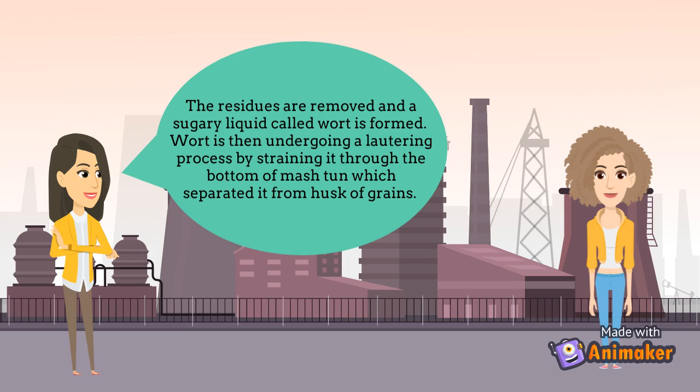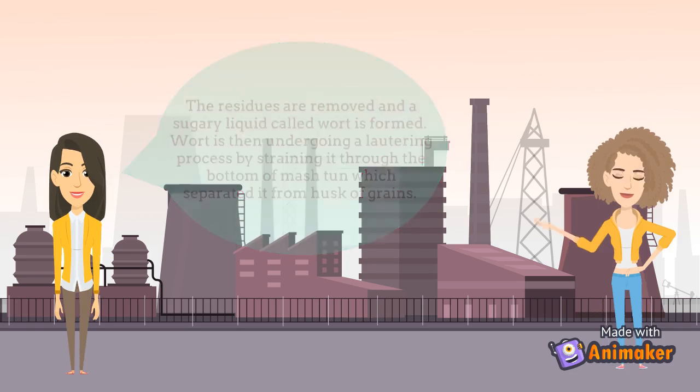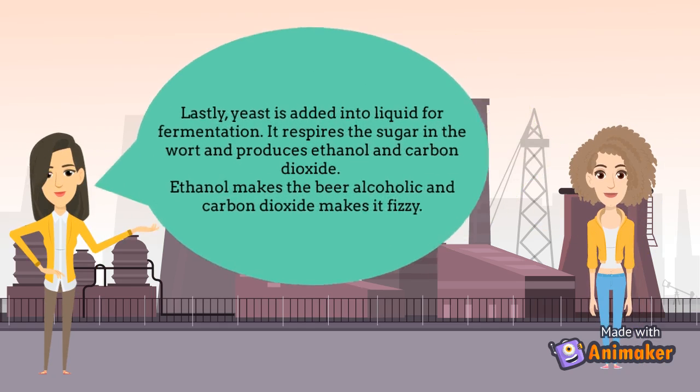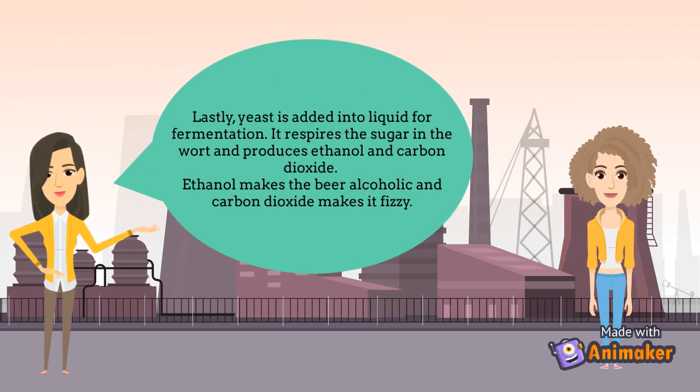Wort then undergoes a lautering process by straining it through the bottom of the mash tun, which separates it from the husk of grains. Then, a substance known as hops is added to the wort and boiled to a high temperature to add bitterness and flavor. Then, the liquid is rapidly cooled and transferred to the fermentation vessel. Lastly, yeast is added into the liquid for fermentation.